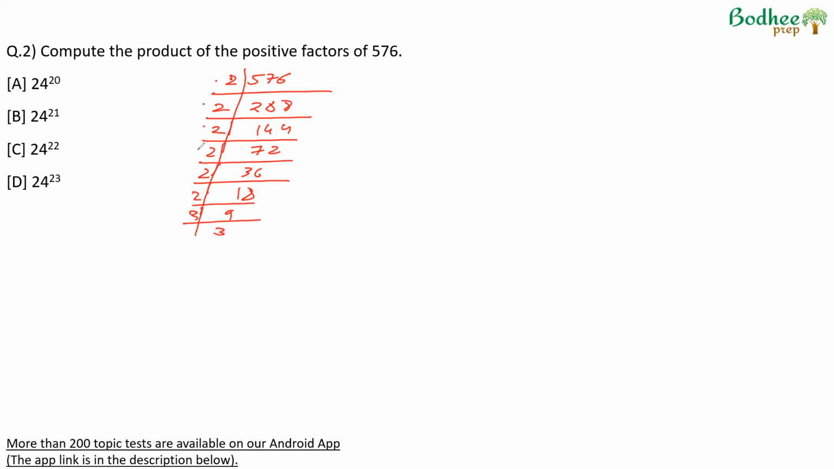Therefore, 1, 2, 3, 4, 5, 6. 576 is nothing but 2 raised to power 6 into 3 squared. Therefore, number of factors of 576 will be 6 plus 1, 7 into 2 plus 1, 3, that is 21.